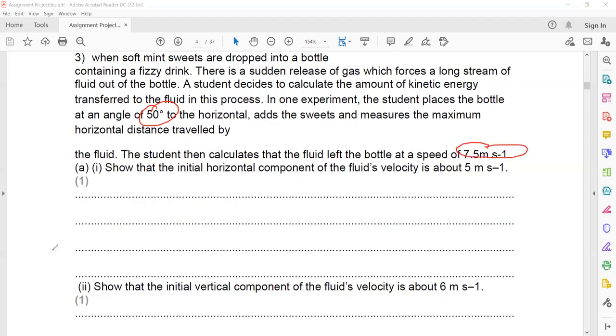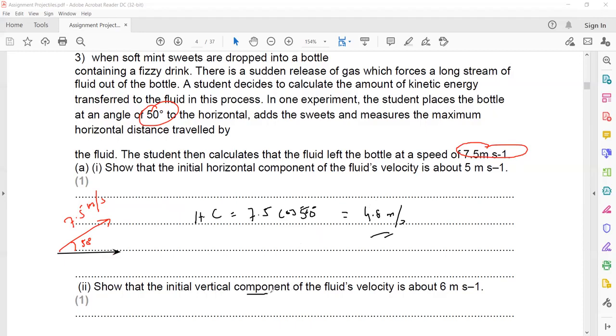Show that the initial horizontal speed is 4.8. So how can we show that? 7.5 meters per second is the speed at which the liquid is coming out from the fizzy drink, and it was making an angle of 50 degrees. So how do we get the horizontal component? The horizontal component is given by cosine theta, as the angle with the horizontal is given. So the horizontal component is 7.5 cos 50, which equals 4.8 meters per second. That's the horizontal speed of the fluid as it comes out.